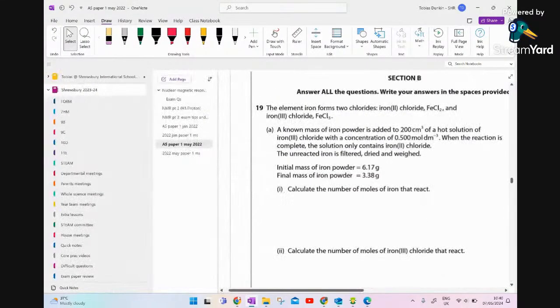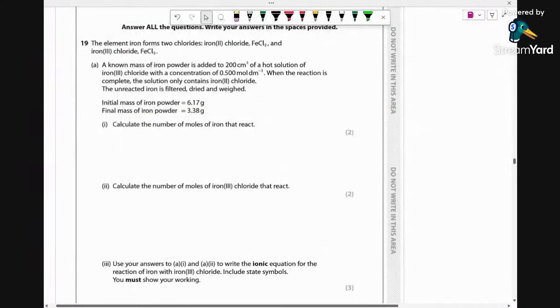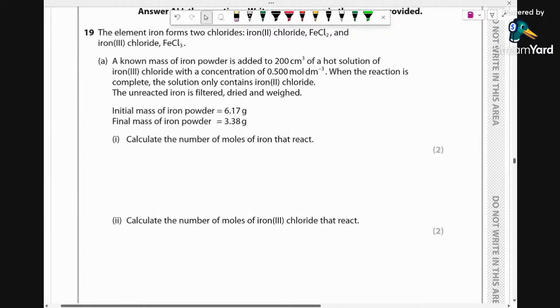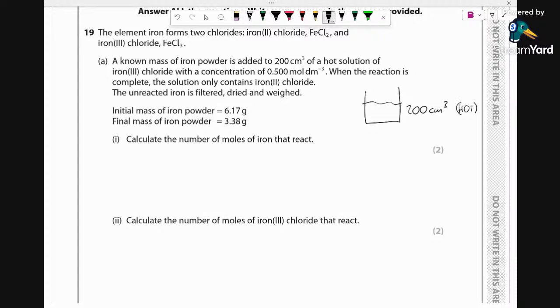So I'll try and make everything disappear. Full screen. I like it. The element iron forms 2 chlorides, iron 2 chloride, FeCl2, and iron 3 chloride, FeCl3. A known mass of iron powder is added to 200 centimeters cubed of iron 3 chloride. That's interesting. Okay, just draw it out as a picture. I've got 200 centimeters cubed of hot, it's nice to say activation energy being needed there, iron 3 chloride, FeCl3. And they've given us a concentration as well. That's useful. Moles per dm cubed.